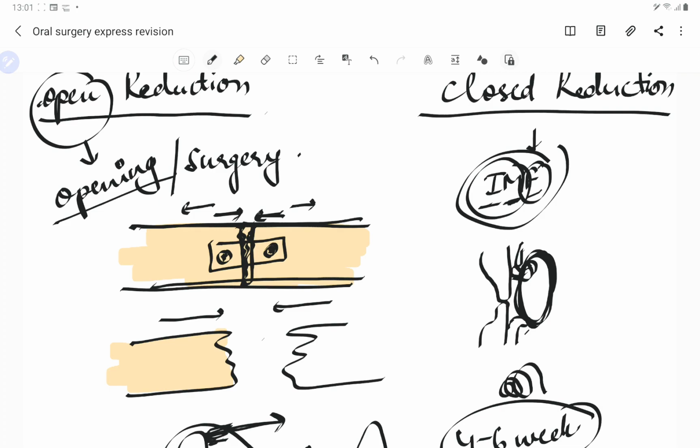But before you are treating the fracture, you have to manage the soft tissues. So that is the first priority. At first, you manage the soft tissue, then you go for the hard tissue.